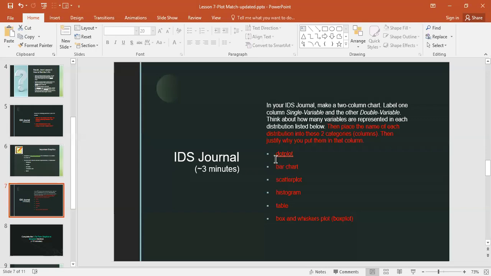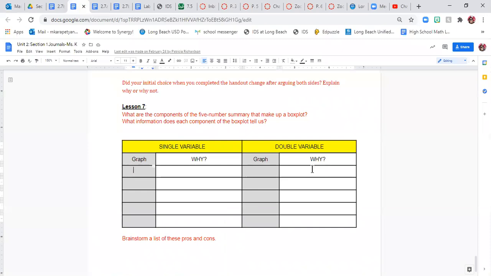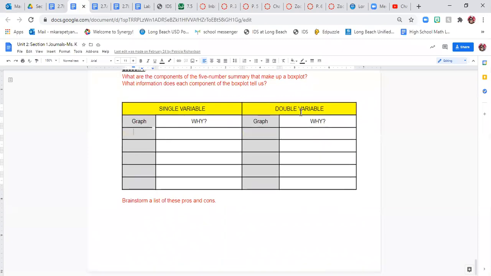Okay, so we have a dot plot, bar chart, scatter plot, histogram, table, aka frequency table, and a box and whisker plot, a box plot. So what you're going to see in your journal is this. You're going to put the graph name here. You're going to tell me why you put it under single or double.